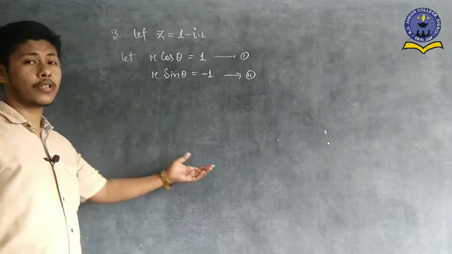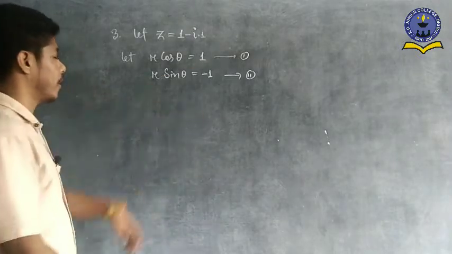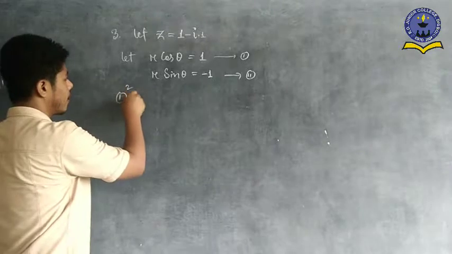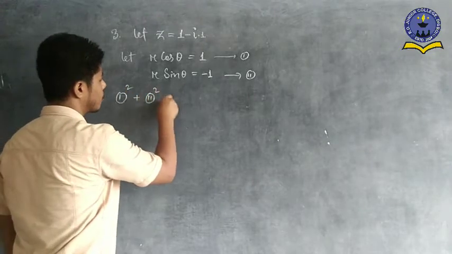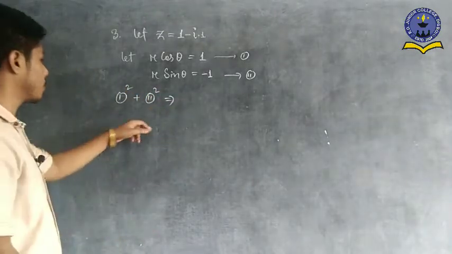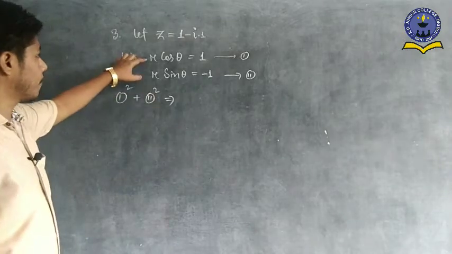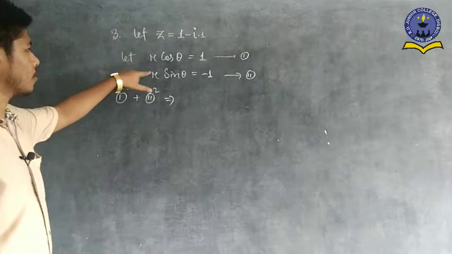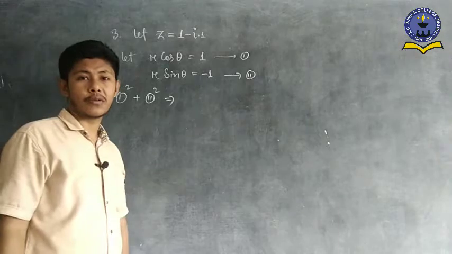Now the process, we know what you have to do: squaring and adding. So now squaring and adding, if we do 1 square plus 2 square, it gives us what? If you add by squaring, r square cos square theta plus r square sin square theta, isn't it?